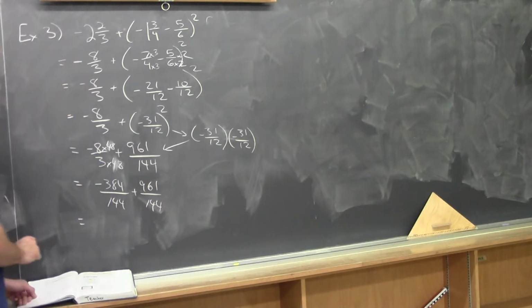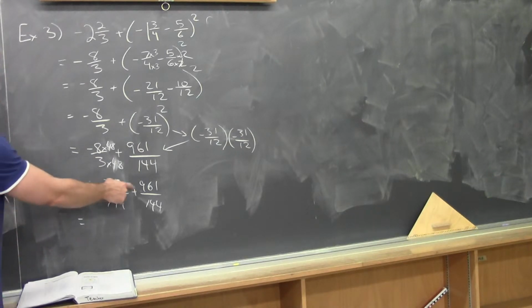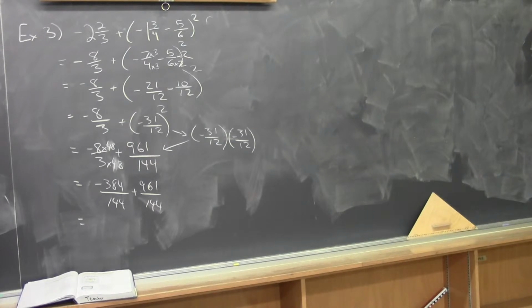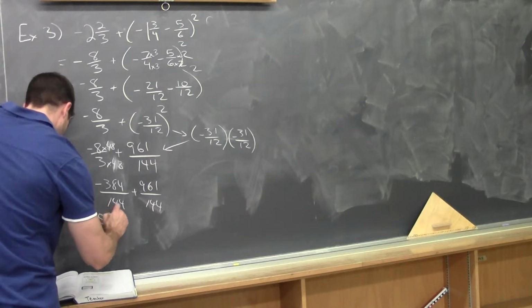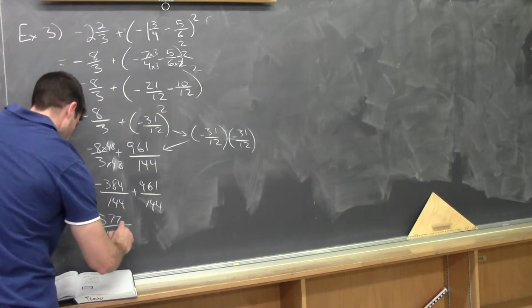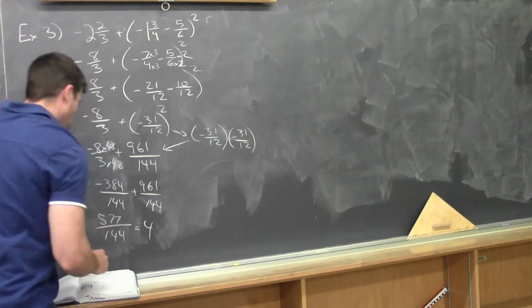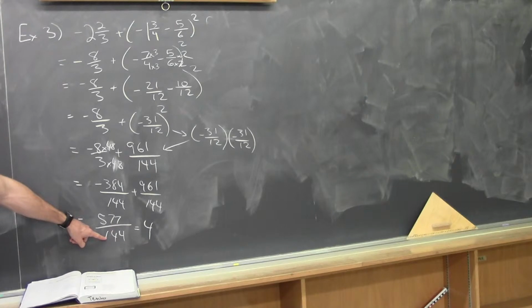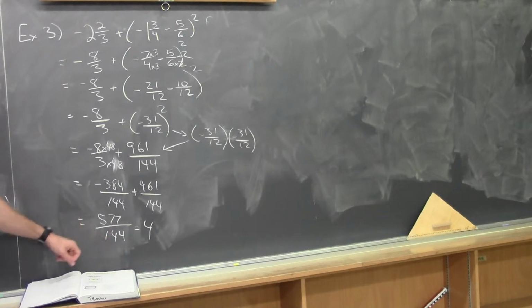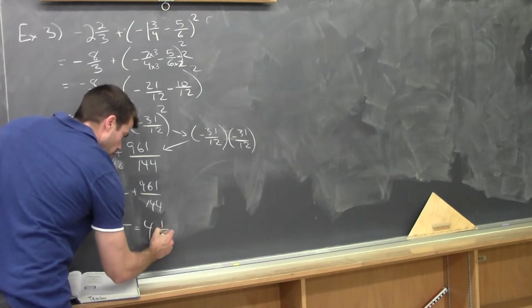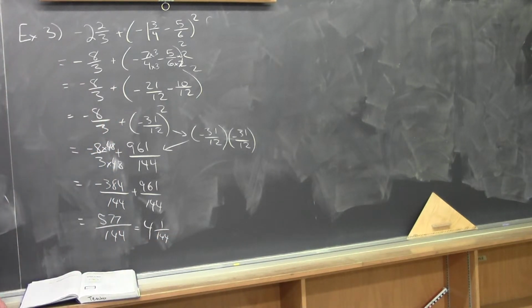So what's negative 384 plus 961? No, it's a negative plus a positive. 577. And then you're going to convert this to a mixed number. Remember the easy way I taught you how to do that is you take 577 divided by 144. You put the whole number down, which is 4. Whatever decimals you're left with, you can multiply it by 144. And that will give you the numerator. Okay?